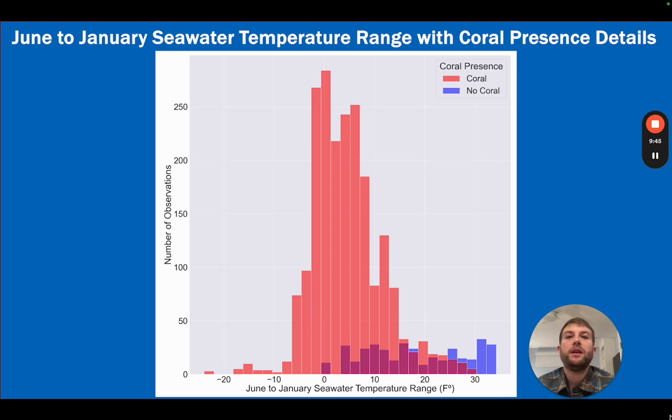Looking at the seasonal seawater temperature variations as it pertains to coral presence, I calculated the temperature difference between June and January seawater temperature. This visualization shows that corals are found across a wide range of temperatures, but they very clearly show a strong preference for very constant water temperatures. The highest number of observations is where the seasonal temperature variation is 0 degrees Fahrenheit, showing that corals thrive in seas where the temperature is consistent year-round.